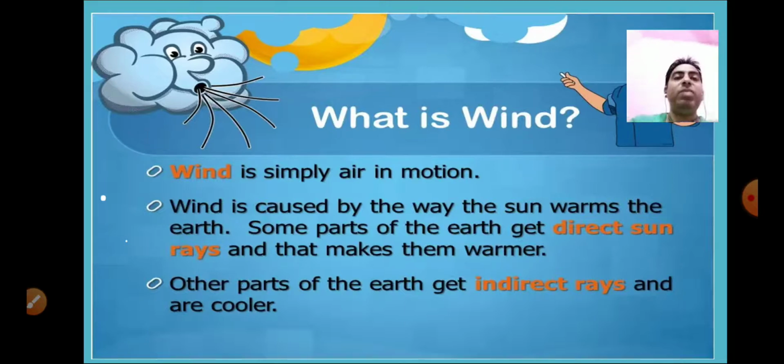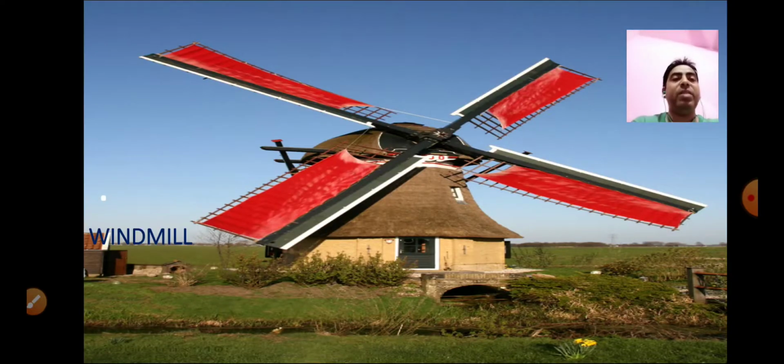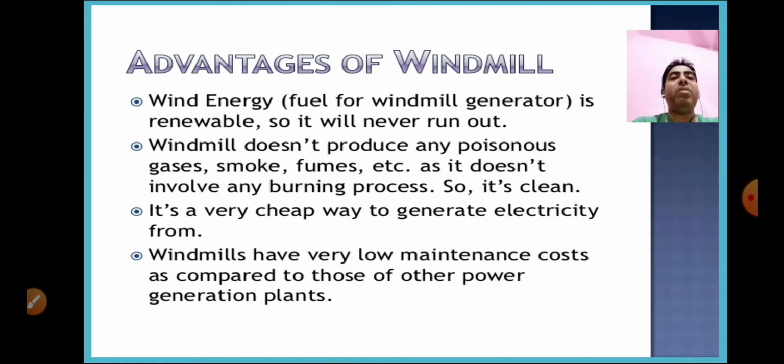Now, what is wind? In the first video I said wind is simply moving, blowing air. Wind is caused by the way the sun warms the earth. Some parts of the earth get direct sun rays, which makes them warmer. Other parts of the earth get indirect rays and are cooler. This is the windmill. Now we will see the advantages of the windmill.